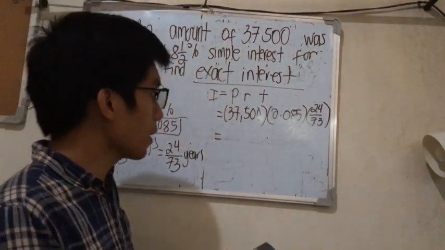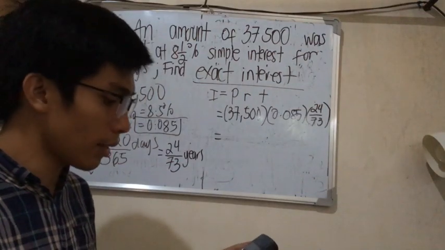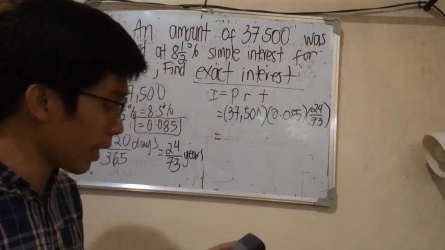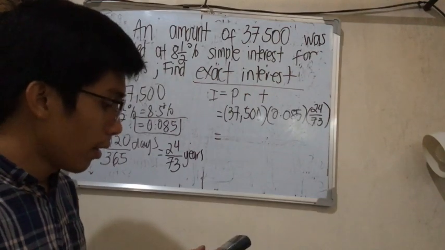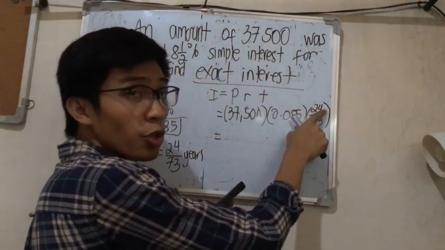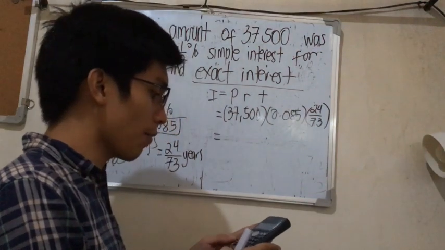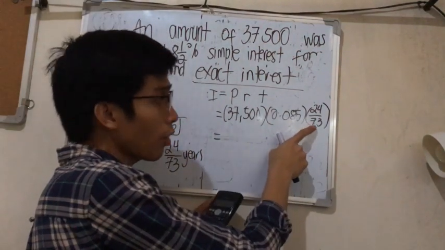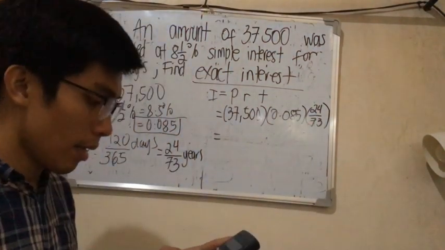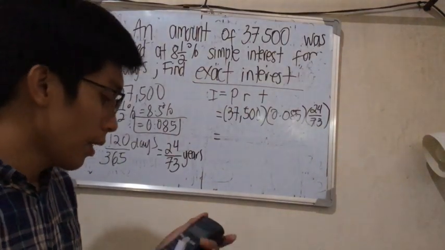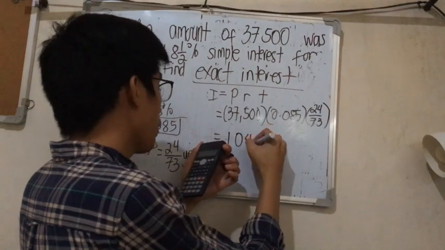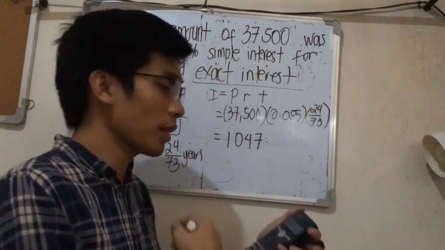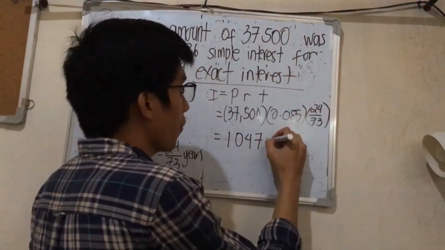After you multiply everything, you find the simple interest amount. Let's try. Use your calculator, ladies and gentlemen. 37,500 multiply by 0.085. Multiply by the numerator, that is times 24, and divide the product by 73. That is now 1,047.95 when rounded off to the nearest hundredths.